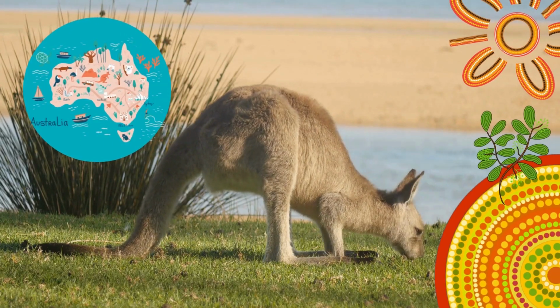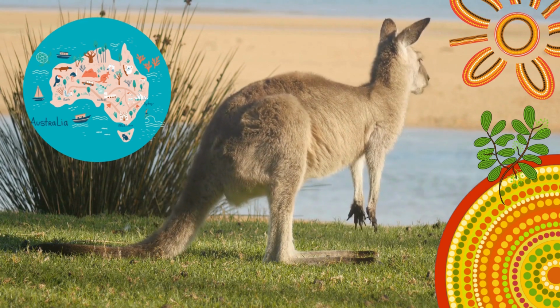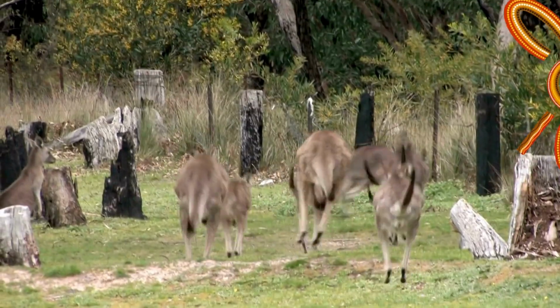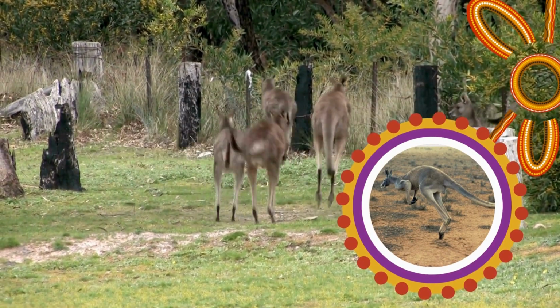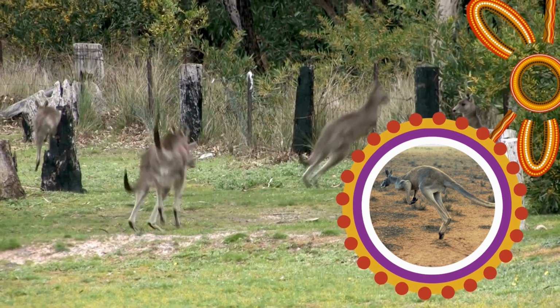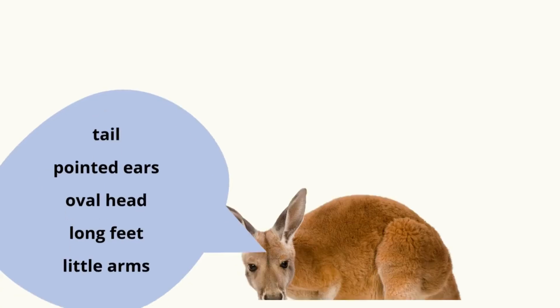Kangaroos mostly live in the grasslands and forests of Australia, where they can find plenty of grass and leaves to eat. They are social animals and often live in groups called mobs. Kangaroos can use their strong hind legs to kick and defend themselves.